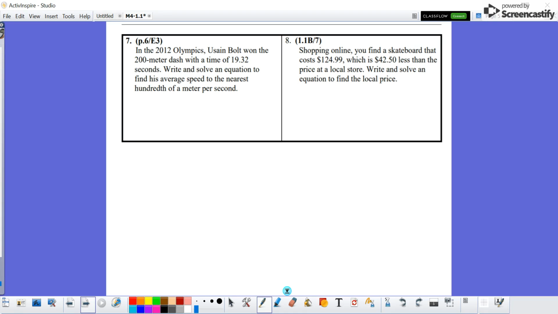Let's go ahead and jump into number 8 as I bounce around a little bit. In 8, it says you're shopping online, you find a skateboard that costs $124.99. It's $42.50 less than the price at a local store. So we're trying to find, it says write and solve the equation to find the local price. So our unknown, our x, is the price at the local store.